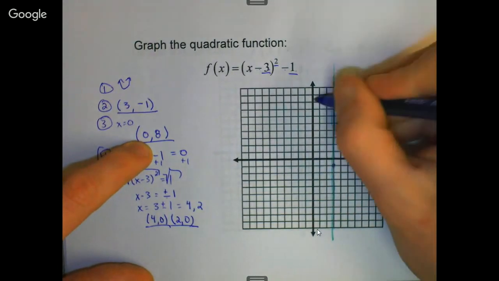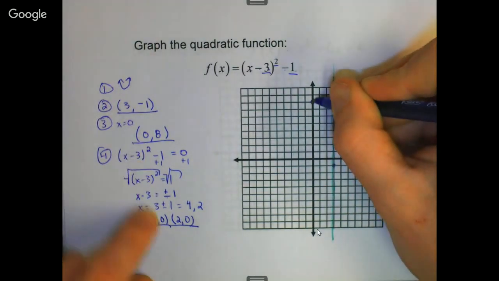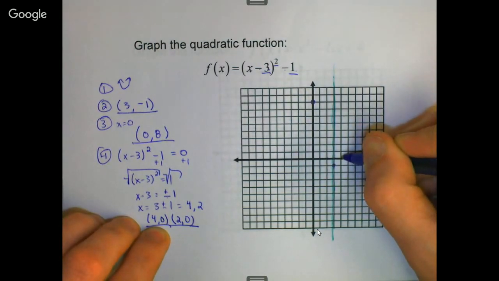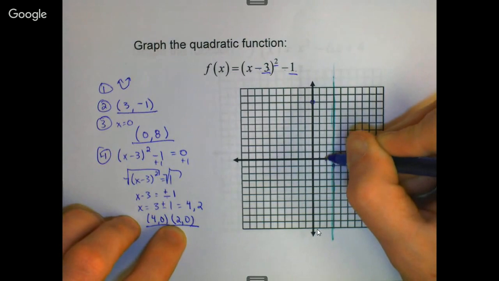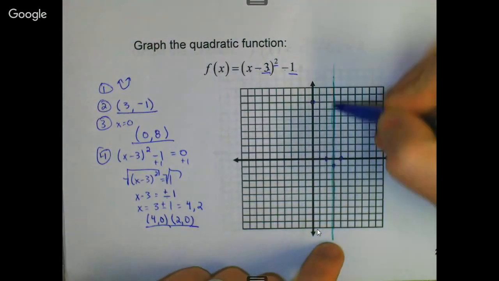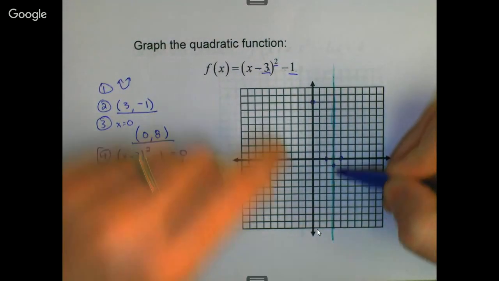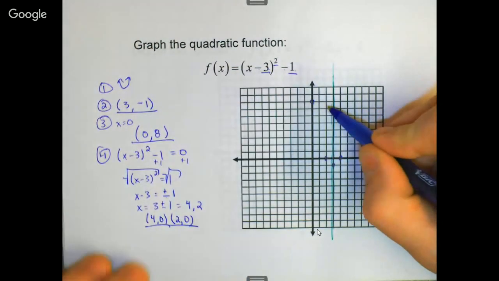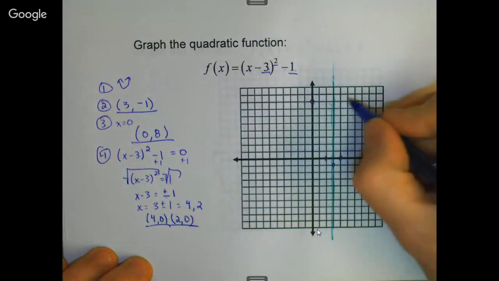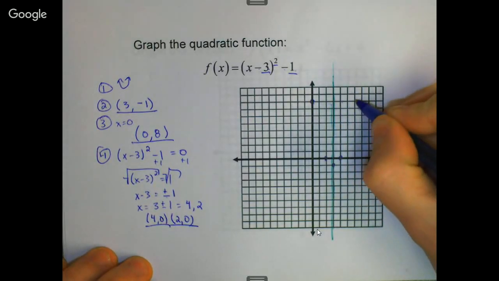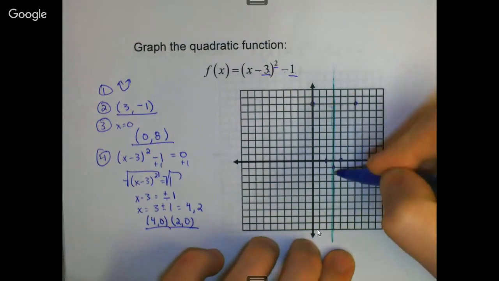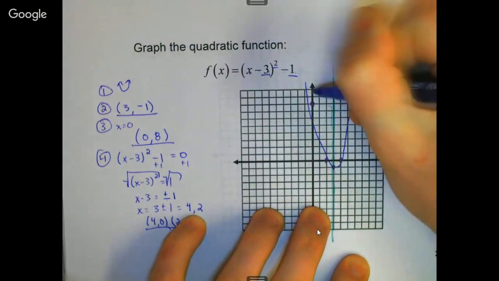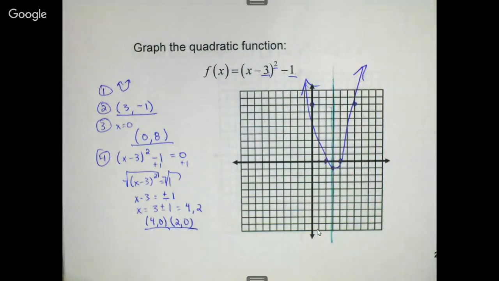(0, 8). I've got (4, 0) and (2, 0). Now what this does is it creates a mirror image. So you see how I have (0, 8) right here? And it's 3 units away from my axis. So I can go 3 units on the other side, and now I have 1, 2, 3, 4, 5 ordered pairs, which is excellent in order to graph that parabola. Okay.